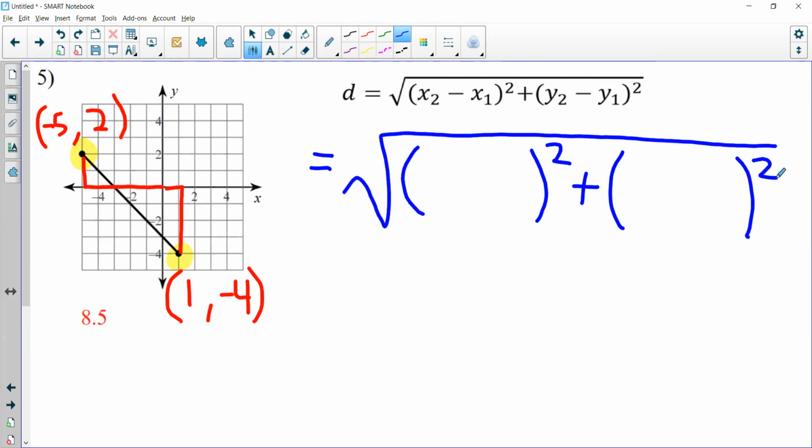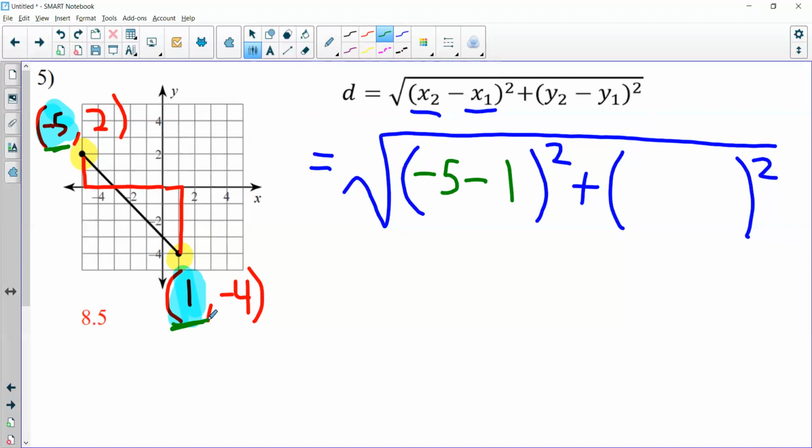All right, so the x2 minus x1 just means we take an x value and subtract the other x value. So for instance, I will take this x value and subtract this x value. So that will look like this when I write it: -5 minus 1. So that is this x value minus this x value.